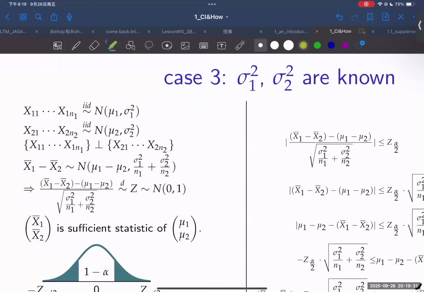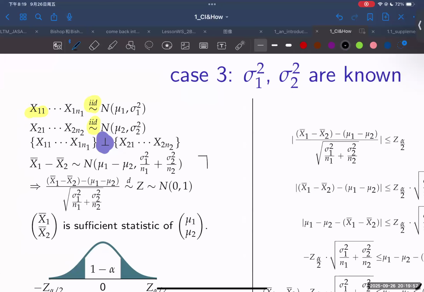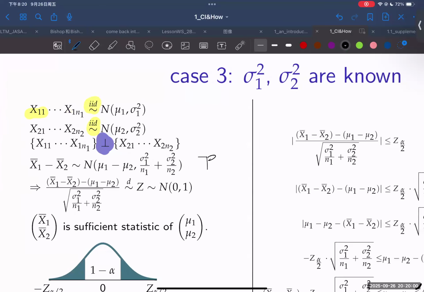Sigma 1 square and sigma 2 square are known. In such a situation, attention, here you have two IID samples, right? But the next one is important. You assume the two samples are independent. So in this way, you realize that here we consider some data pooling. Attention is placed here. We pool data. So when we pool data, you have x1 bar minus x2 bar being a normal distribution.